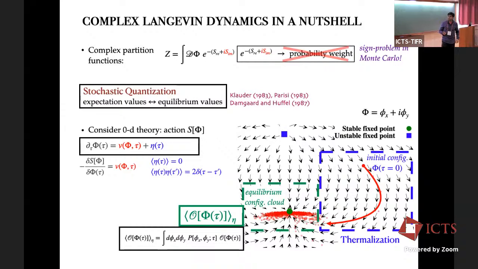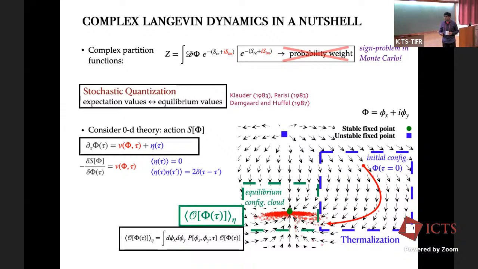So to understand this better, let us consider a zero-dimensional theory with a complex action S, and the evolution of the fields phi is governed by this Langevin equation, where mu is the drift, which is the negative of the gradient of the action, and it has a Gaussian noise, a real Gaussian noise associated with it. So the figure on the right depicts this Langevin evolution equation.